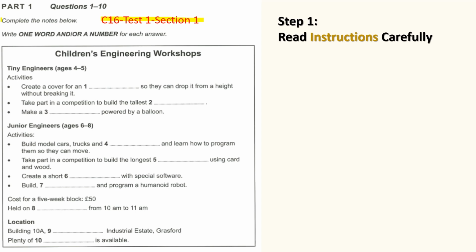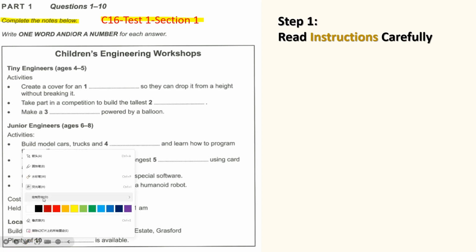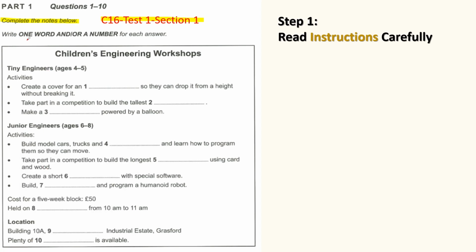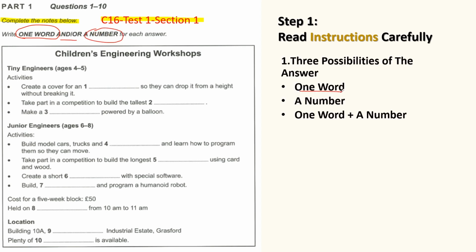The instructions are simple. They tell us to complete the notes below. The next sentence is slightly more important as it specifies the number of words we need to write. Here, it clearly states, write 1 word and/or a number, which means the answers could be a combination of these 3 formats. It's important to note that you should write down exactly what you hear without changing the word form.